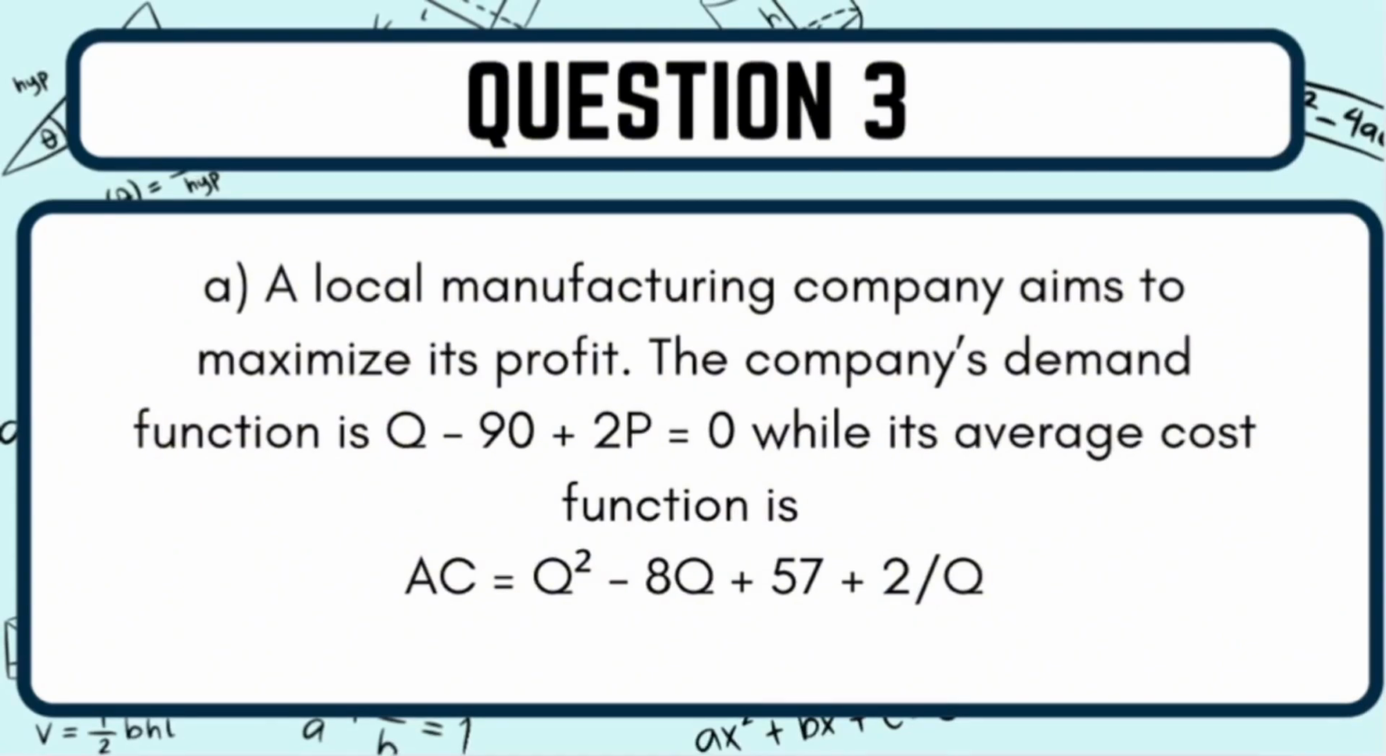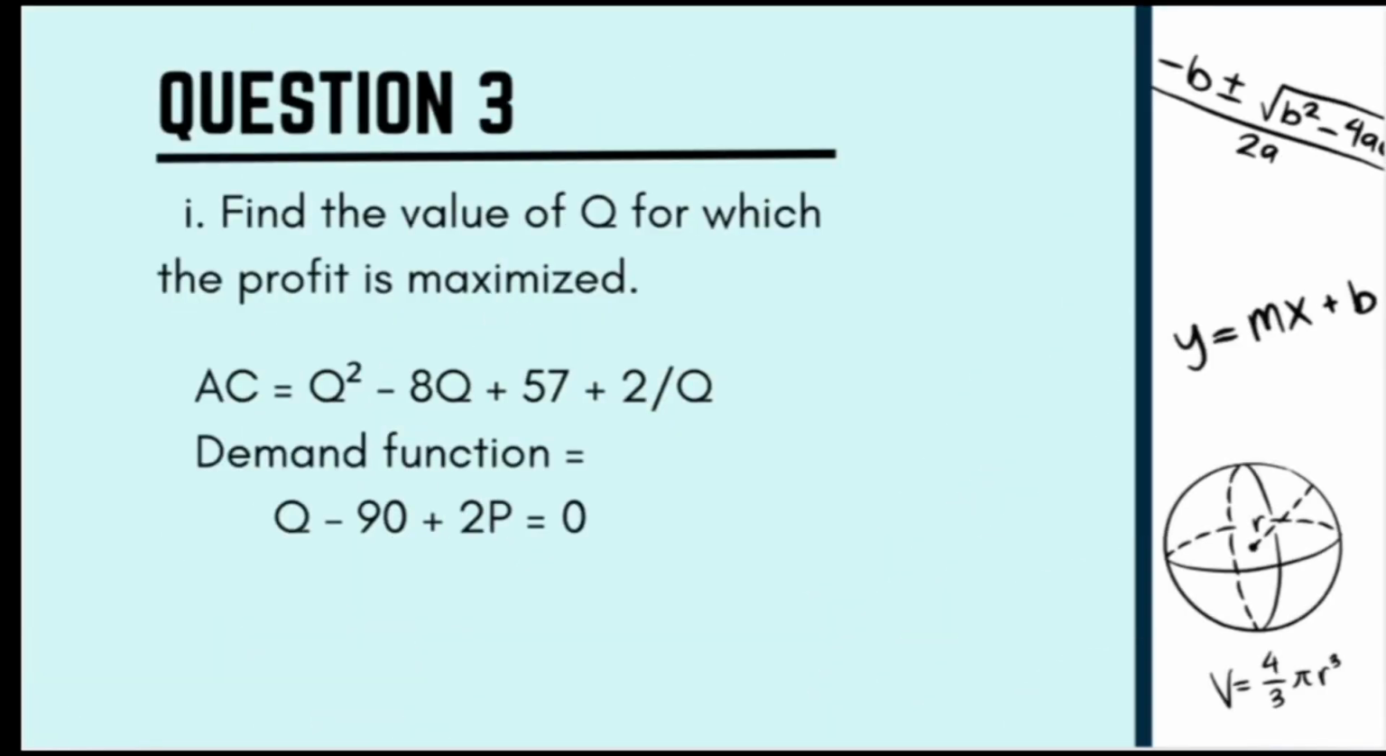Question 3 considers a local manufacturing company that aims to maximize its profit. The company is given a demand function where Q minus 90 plus 2P equals 0 and an average cost function AC equals Q squared minus 8Q plus 57 plus 2 over Q. So we look at question 1 Roman. The objective of this question is to find the value of output Q that maximizes profit.